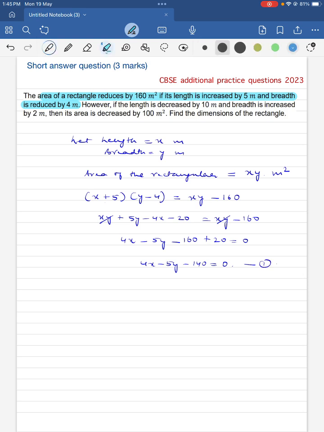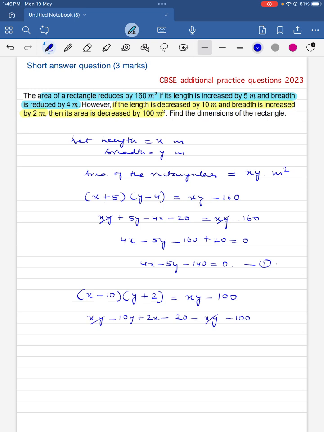Now in the second part they've mentioned that if the length is decreased by 10 meters and the breadth is increased by 2 meters, then the area gets decreased by 100 meters square. Okay, so let me form the next equation. They've said that the length is decreased by 10 meters and the breadth is increased by 2 meters. And the original area gets decreased by 100 meters square. Okay, so that gives me x times y minus 10y plus 2x minus 20 equal to xy minus 100.